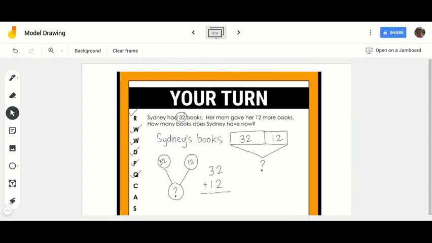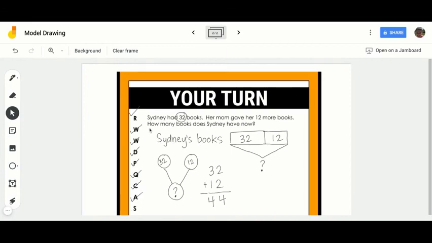All right, so I am going to start by adding my ones, 2 plus 2. 2 plus 2 equals 4. Next, I'm going to add my tens, 3 plus 1. 3 plus 1 equals 4. So my answer is 44. Oh, I need to come back and check mark some of these. So my computation was 32 plus 12. Check, I did it. My answer is 44. Check, I did it. So now it's time for this last one, which is to write my sentence.